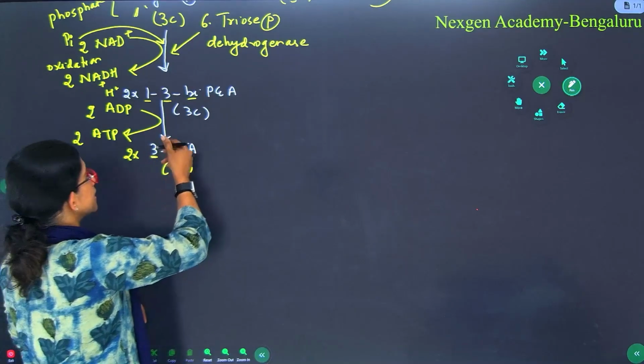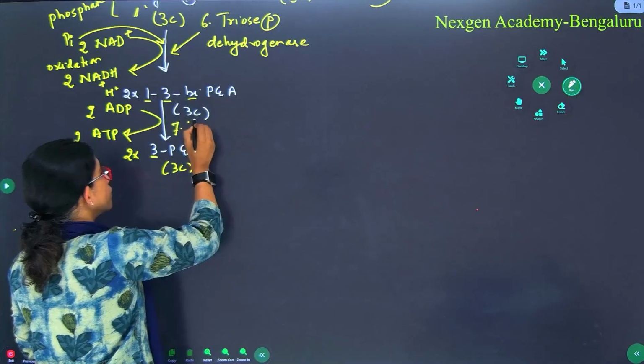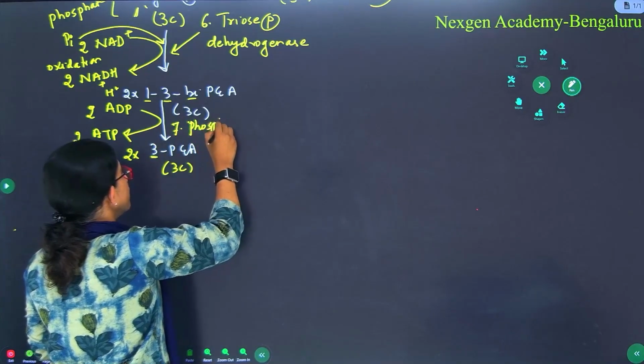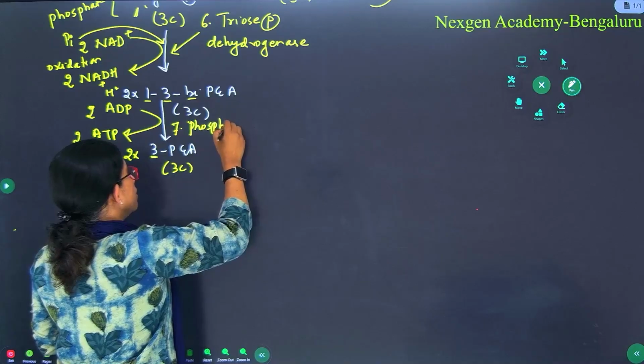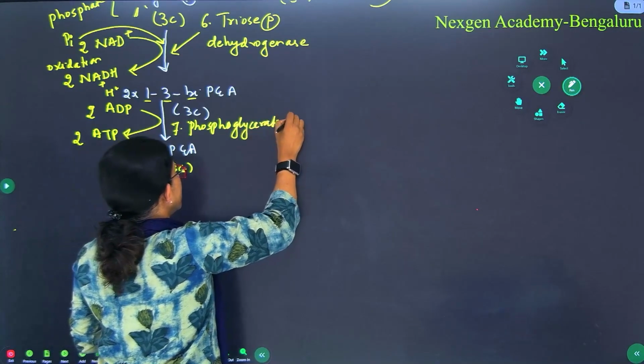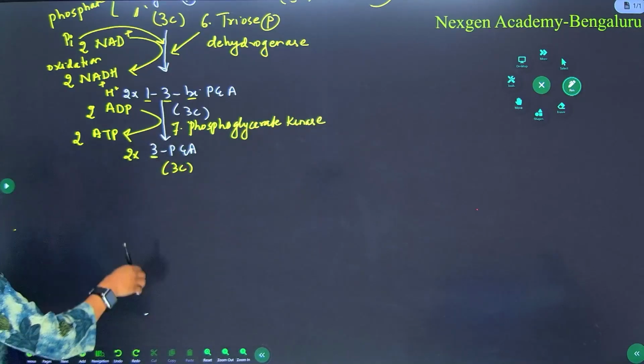Now this particular step is the 7th step. The enzyme is phosphoglycerate kinase, right? Next, what will happen?